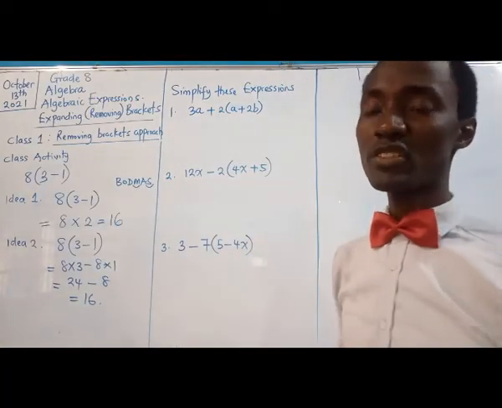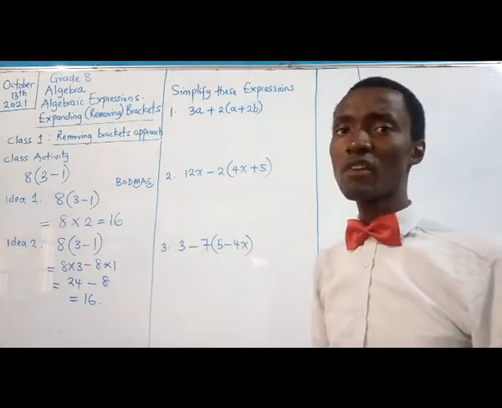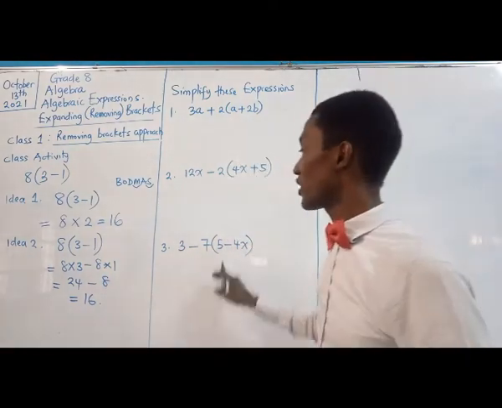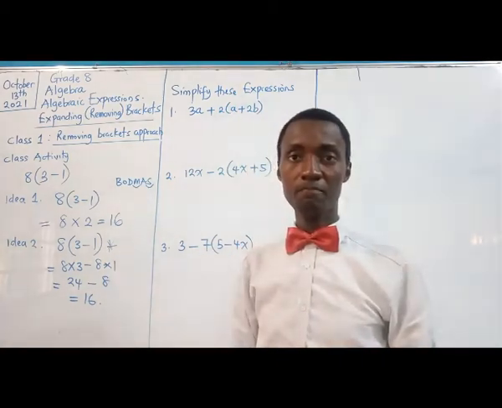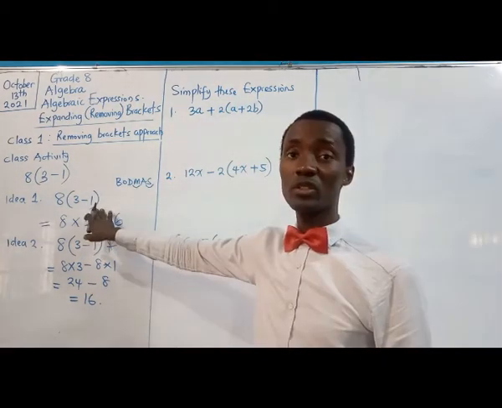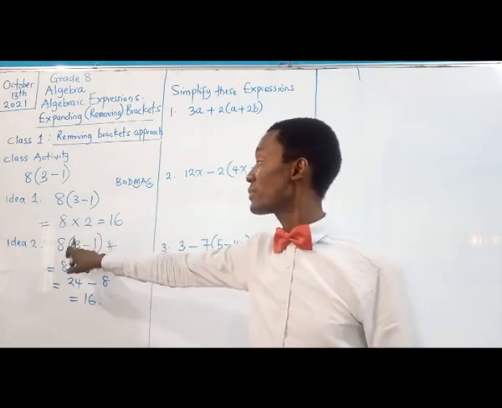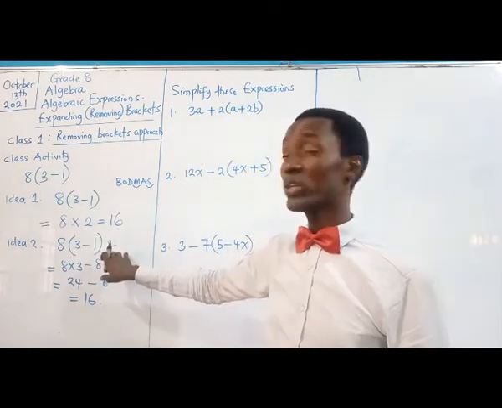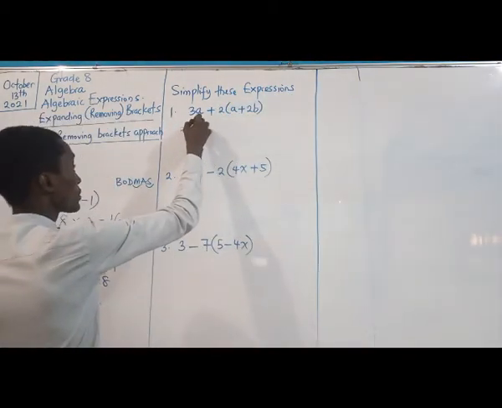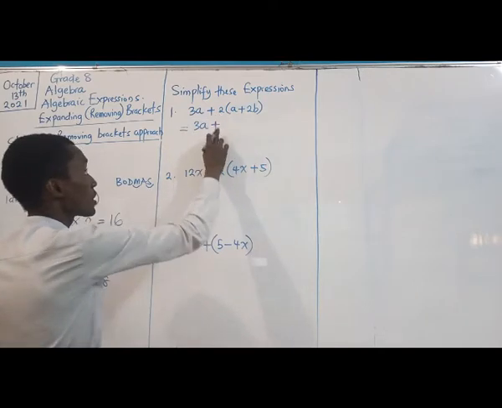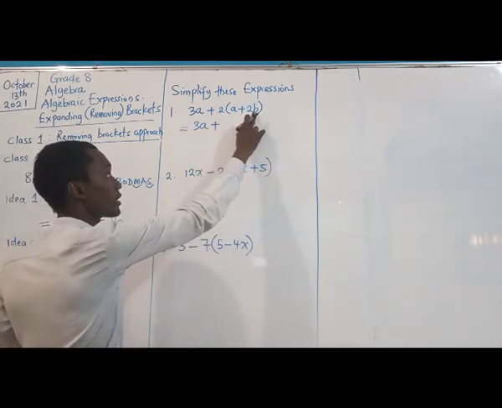Okay, so we have 3 questions on the board to try to drive home this concept. You discover that in solving this, we'll be using idea number 2 all the way. Idea number 1 is very good when you're dealing with arithmetic, but when you're dealing with algebra, especially when the terms are different, it's best to go with idea number 2. So let's look at this. This will be equal to what? 3a plus, these 2 will multiply a, and we also multiply 2b.